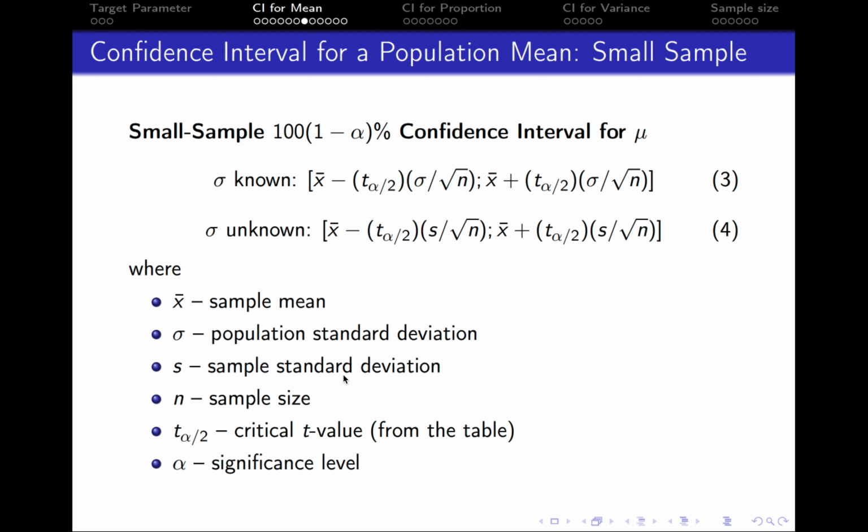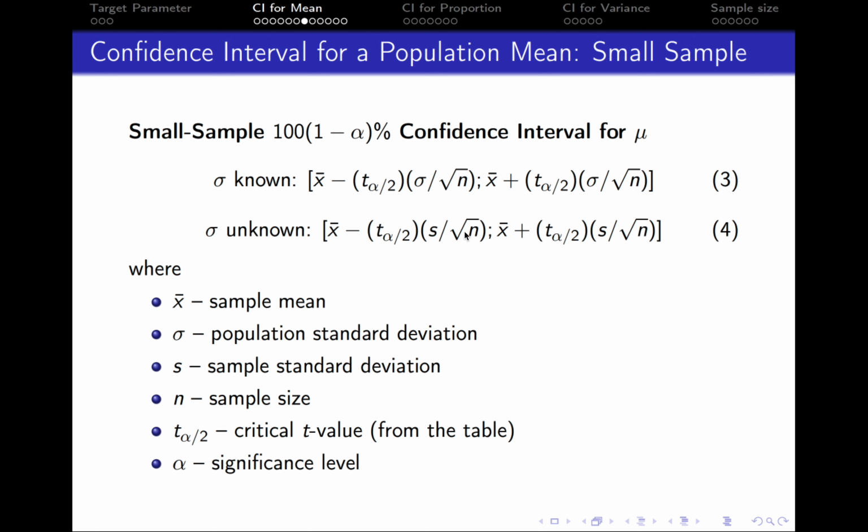In the previous two videos, we've had a look at the way confidence interval can be constructed for a population mean given we are working with a large sample. And now let's have a look at the case when we've got a small sample. Similar to the case of large sample, we have two cases: when we know population standard deviation and when we do not know population standard deviation.